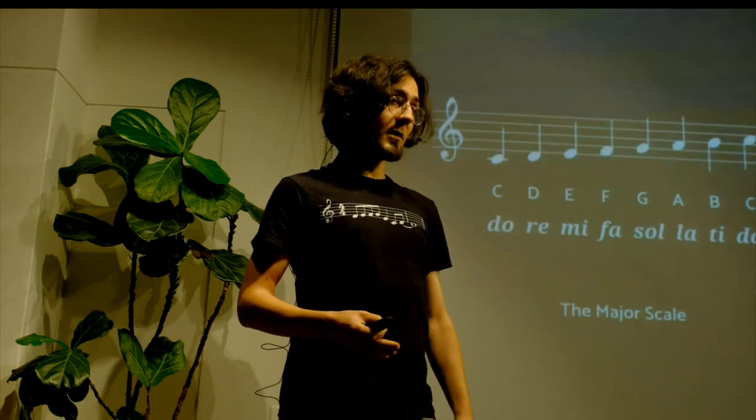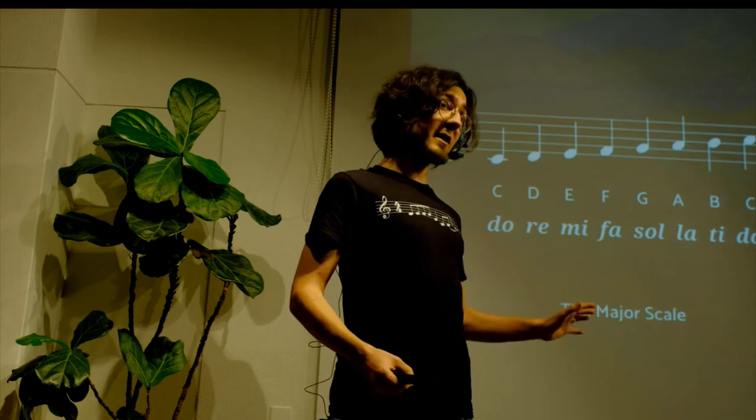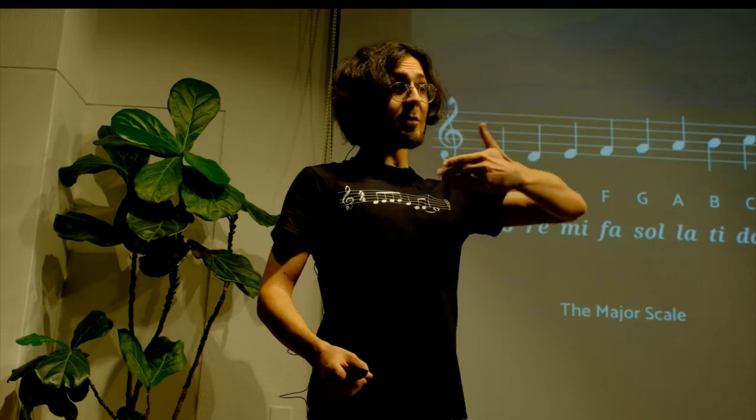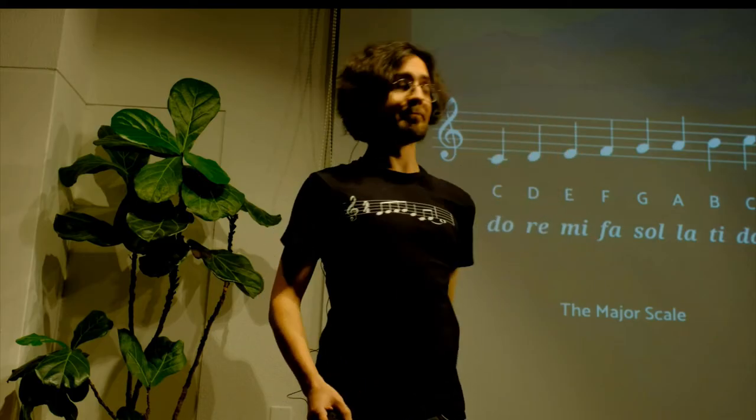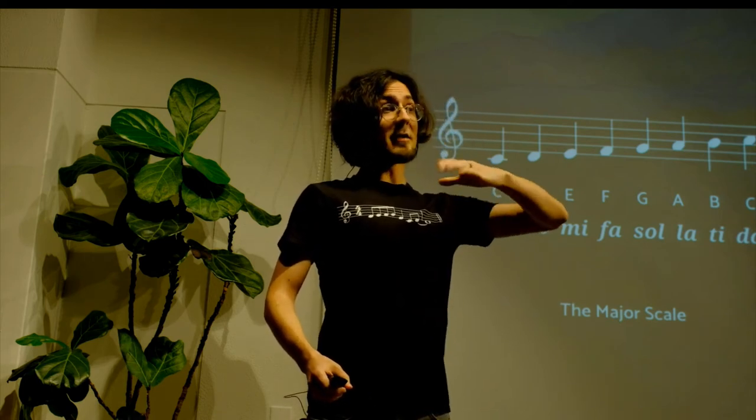There are two scales that you all are probably familiar with already. They're the major scale and the minor scale. Just a refresher, they go like this. Major scale sounds like this. Do, re, mi, fa, sol, la, ti, do. And the minor scale. Do, re, mi, fa, sol, le, te, do.